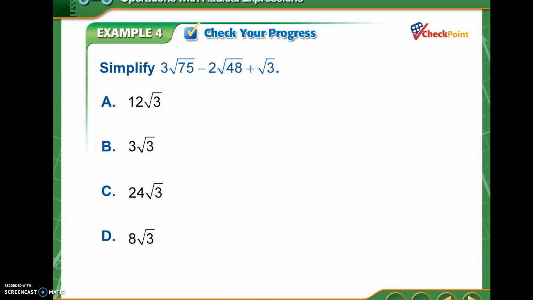Okay, let's break this down. So we know this is 25 times 3. The square root of 25 is 5, so 15 square root of 3. This is 16 times 3, so the square root of 16 is 4, so negative 8 square root of 3 plus 1 square root of 3. So I put that 15 minus 8 is 7, plus 1 is 8 square root of 3.